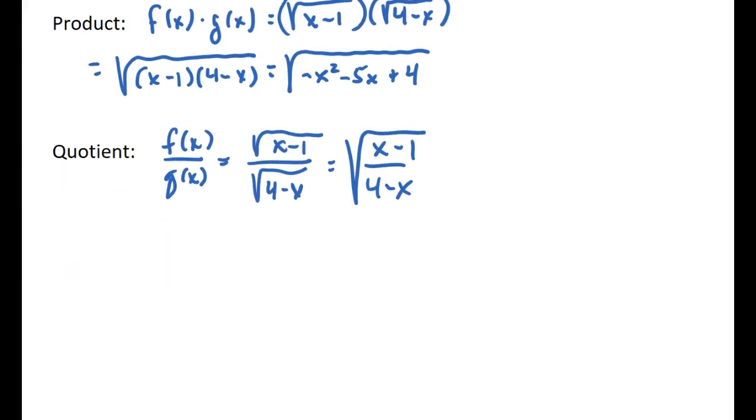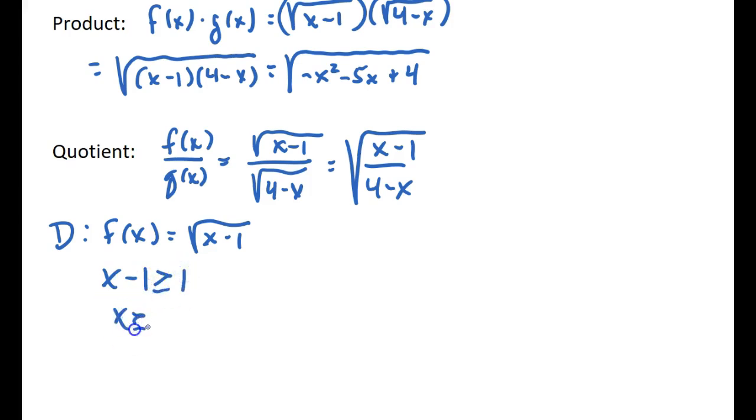Okay, so what about figuring out what the domain is? Well, let's get the domain of f first, okay? So the domain of f of x is the square root of x minus 1. So that means that x minus 1 must be greater than or equal to 0. So x is greater than or equal to 1. So it's 1 to infinity.